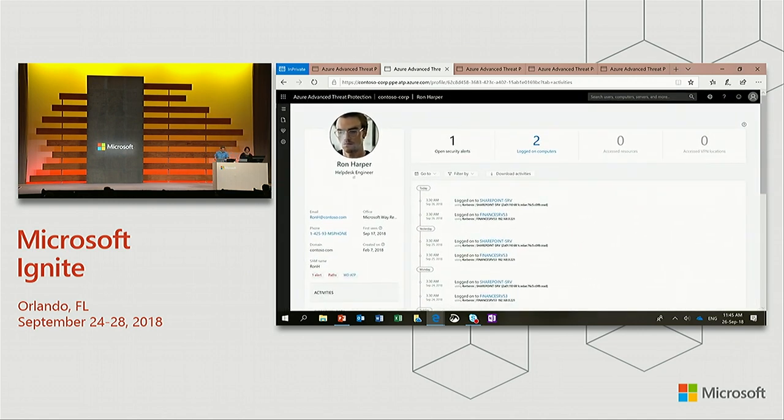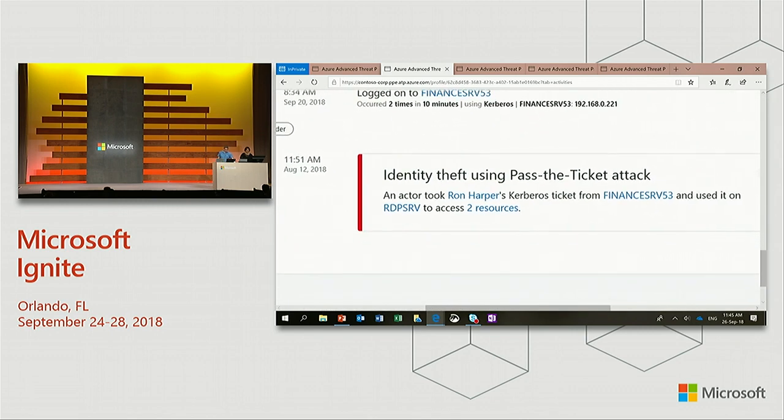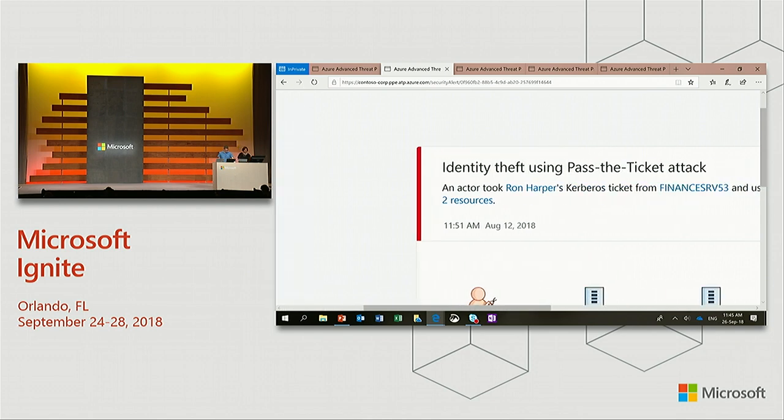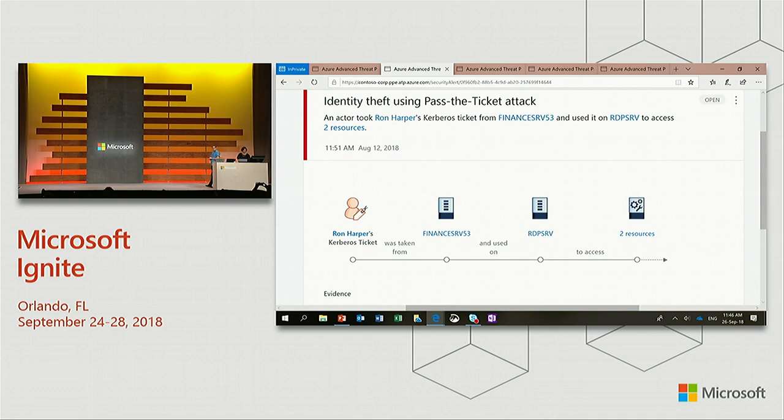So we know that Nick is compromised. Let's see whether we're smarter than the attacker, or whether the attacker is smarter than us, and let's see what's going on with Ron. So we see Ron here, and there are some activities for Ron, but let's take a look at that. The attacker was faster than me today. And actually we see that there is an alert talking about a pass the ticket attack on Ron's identity. So let's try to understand what it means. Let's click on that and take a look at the alert.